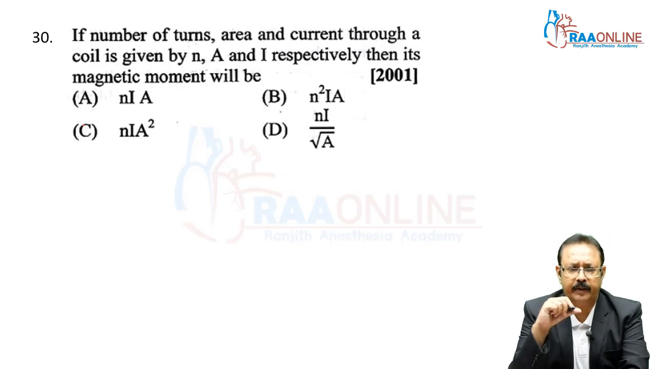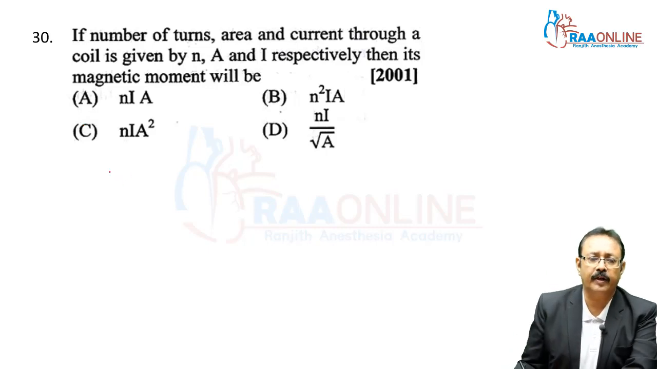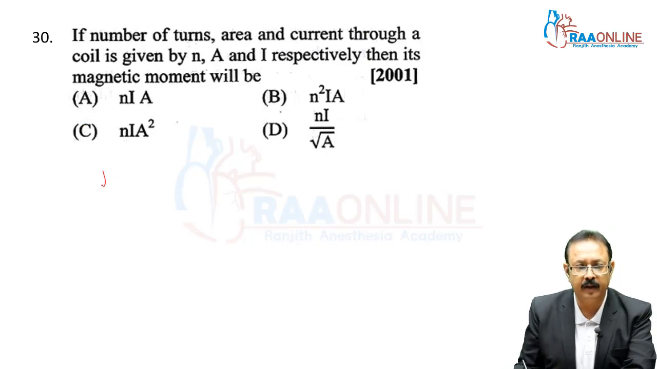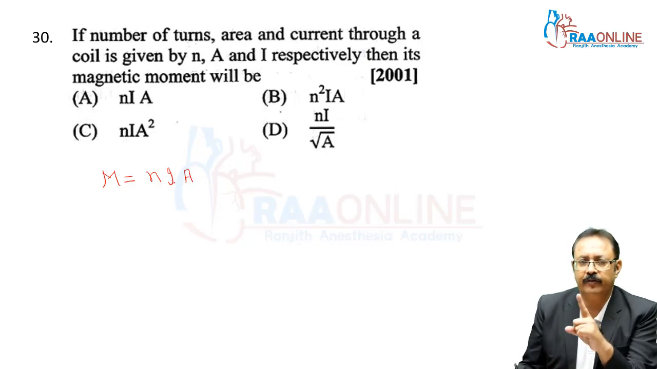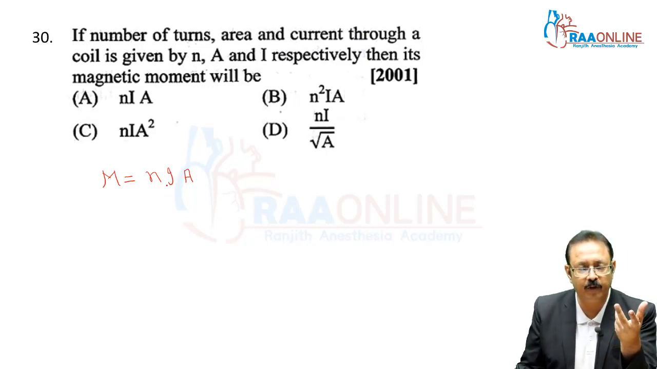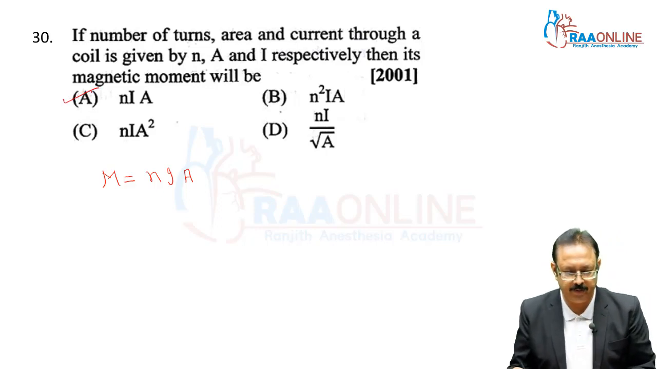2001 AIPMT. If number of turns, area and current through a coil is given by N, A and I, then its magnetic moment will be. What is the magnetic moment's formula? It is a direct formula, N into I into A. You know that when an electron is revolving in an orbit, it is producing a magnetic field, and the formula is NIA. So it is a direct formula they were asking, so we are going with A.